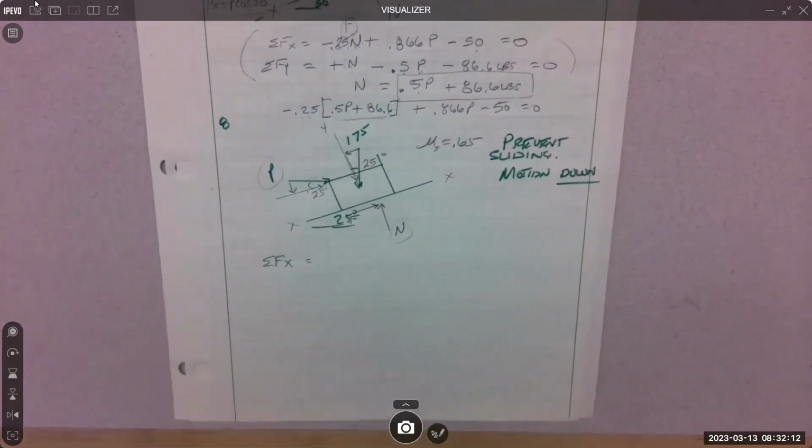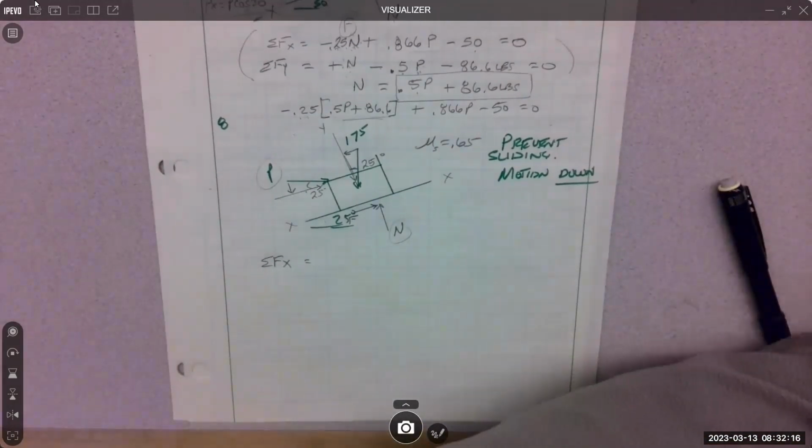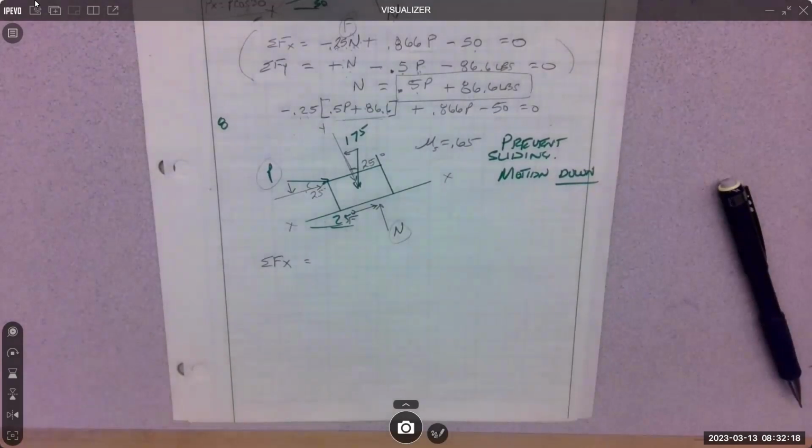So you write the equation first, then I'll write the equation. We can check each other. And I'll give you a second to do that.